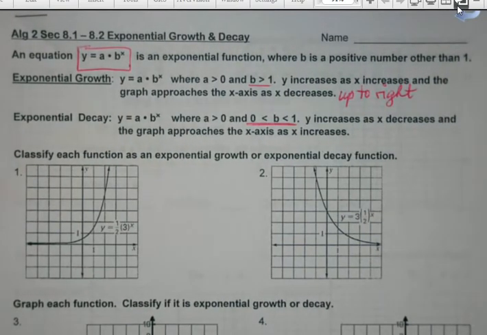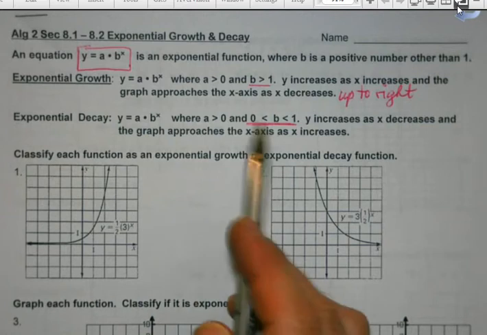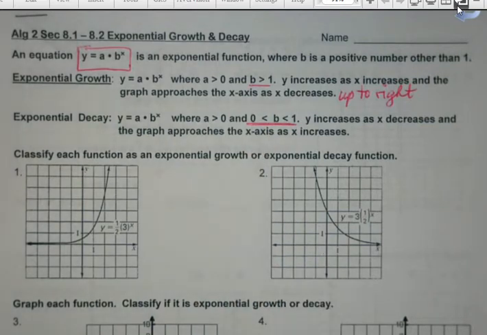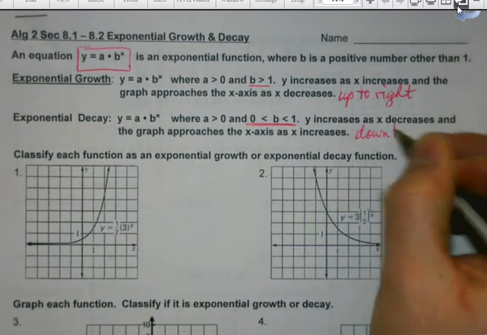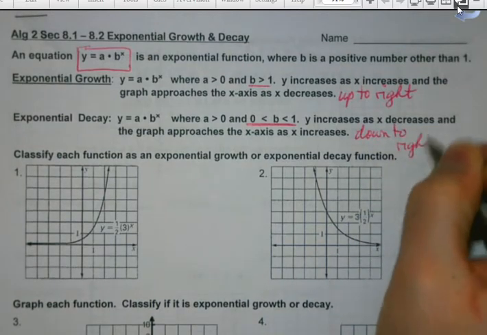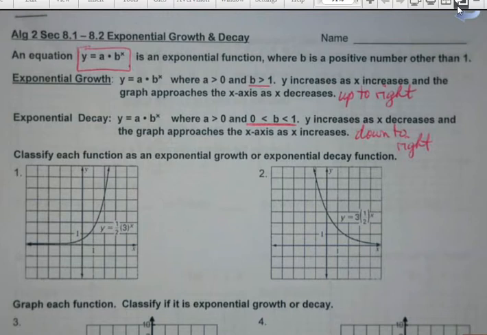So, that's going to go up to the right. If it's a fractional, and notice these are all positive bases, that's going to be down to the right. Now, again, if you see the picture, it's kind of easy to tell if it's going down or going up. But sometimes just having a little bit of an idea of this will help us.